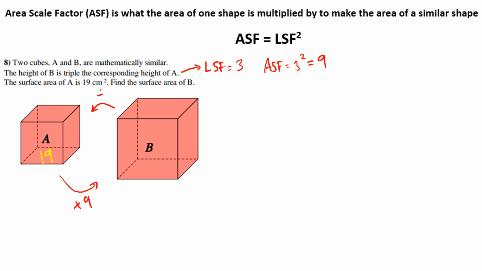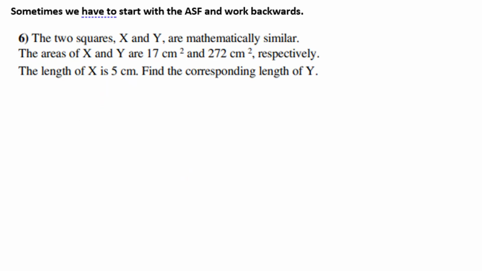To get to the small shape, we need to divide by 9. So to get the surface area of B, we just need to do 19 times 9. That's 171 centimeters squared. So ASF works with area of a 2D shape, and it works with surface area of a 3D shape. Sometimes we do want to work backwards with this.